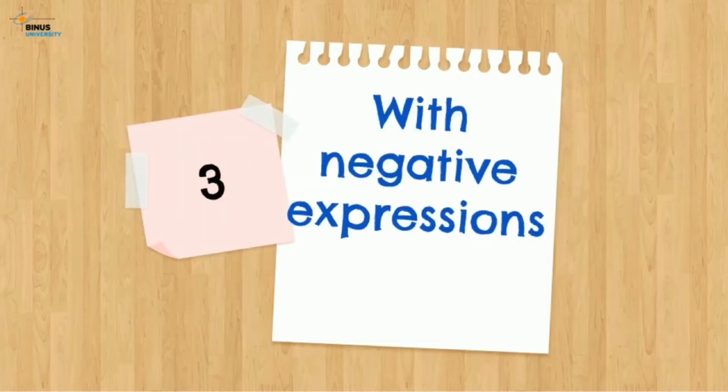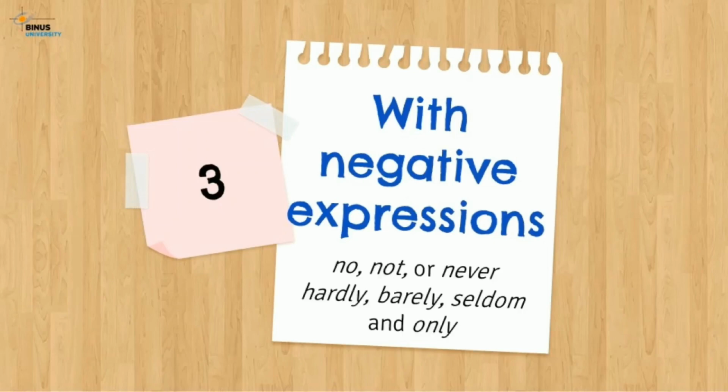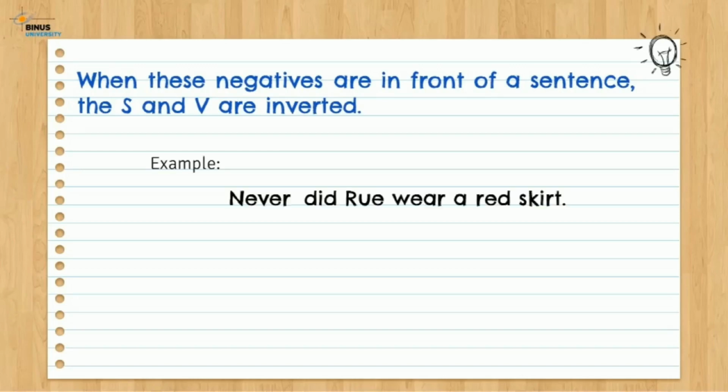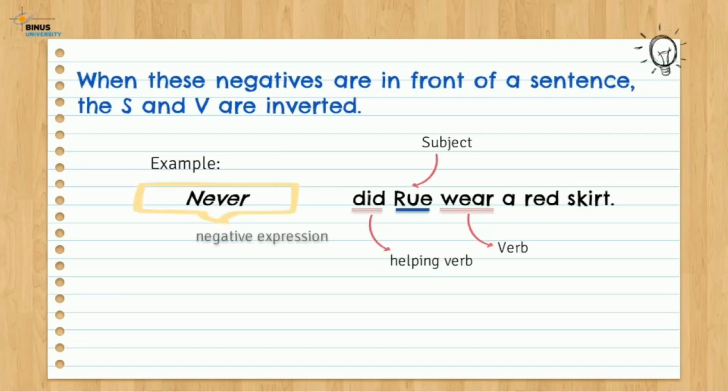Lastly, inverting the subject and verb with negative expressions such as no, not, or never. In English, some words like hardly, barely, seldom, and only are also considered as negatives. When these negatives are in front of a sentence, the subject and verb are inverted. Look at the sentence. The negative expression never causes the subject Ru to come after the helping verb did.